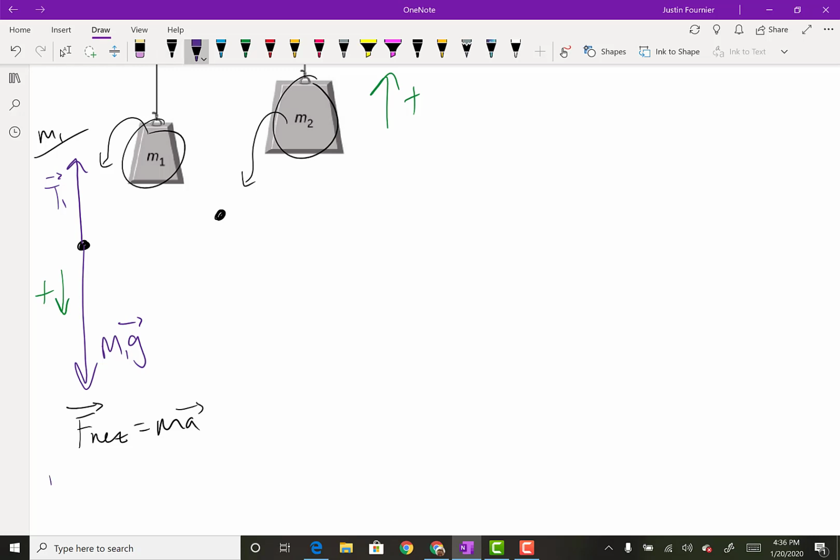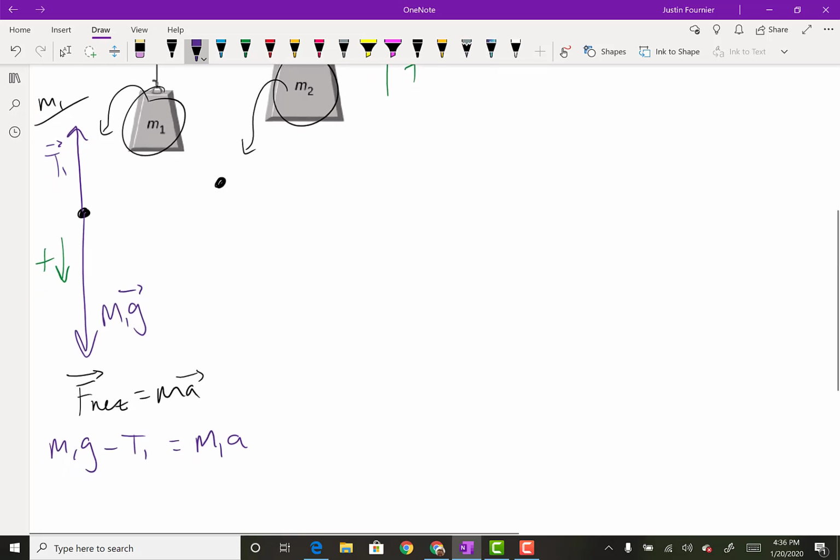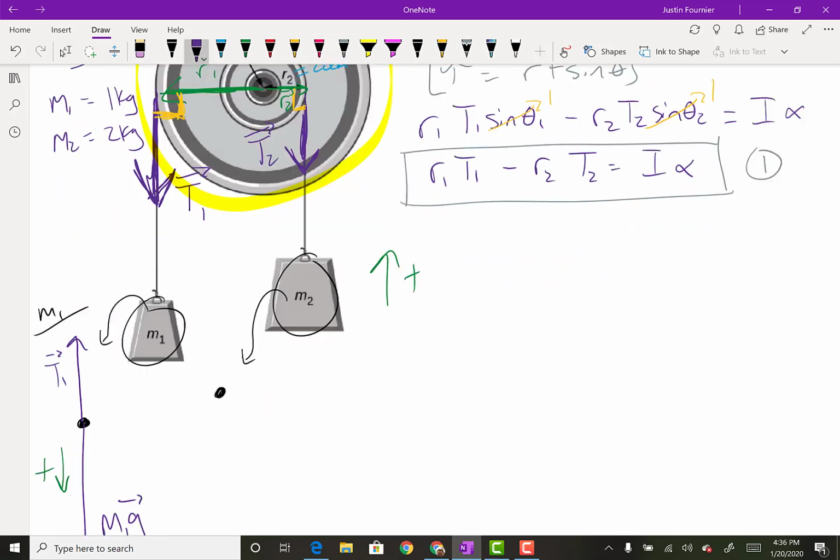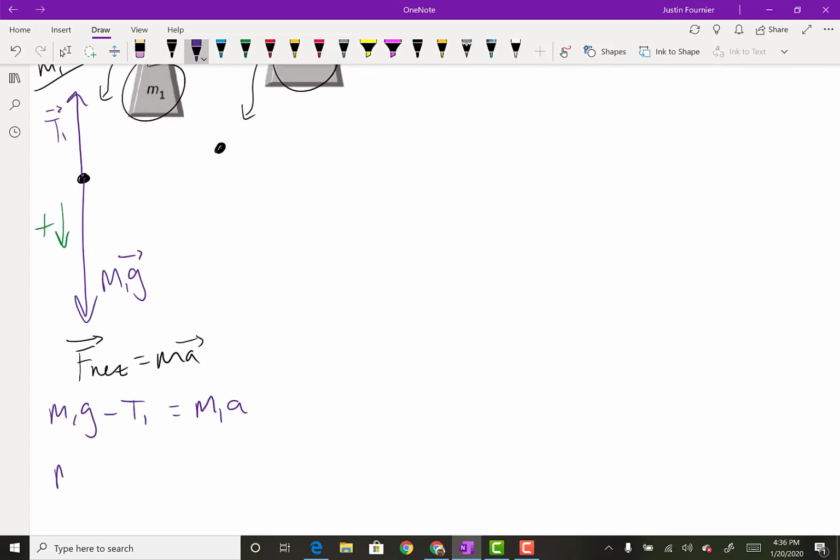F net equals MA. F net in this case is going to be M1G minus T1, because the positive direction is down, equals the mass times the acceleration. That'd be M1 times the acceleration, which I don't know. And then I'm going to isolate T1, because T1 is what I need to substitute into equation 1. That'll give me M1G minus M1A equals T1. I'll call that equation 2.